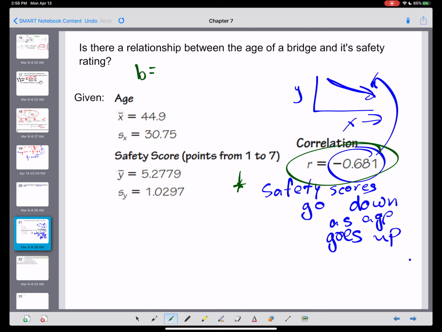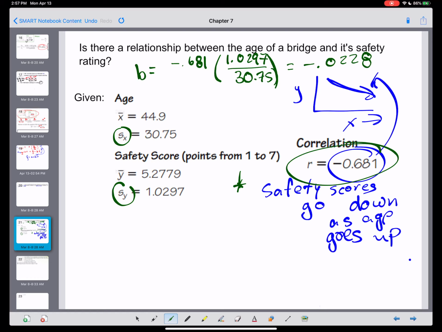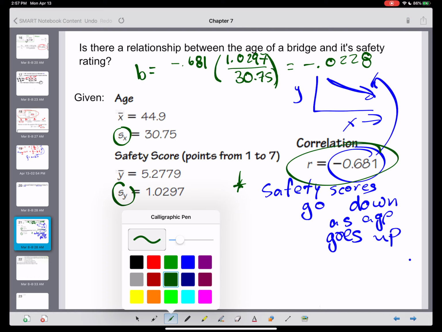So my slope B is equal to R, which is negative 0.681, times my standard deviation of Y, 1.0297, over my standard deviation of X, which is 30.75, right? That's my standard deviations. Now, I'm going to use my calculator real quick. 1.0297 divided by 30.75 times negative 0.681. So I know that my slope is about negative 0.0228. About.